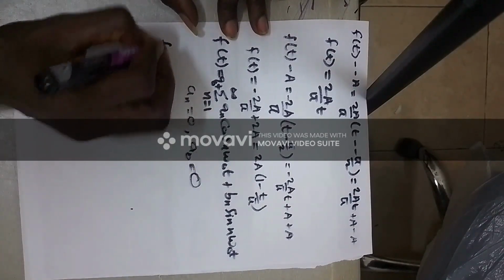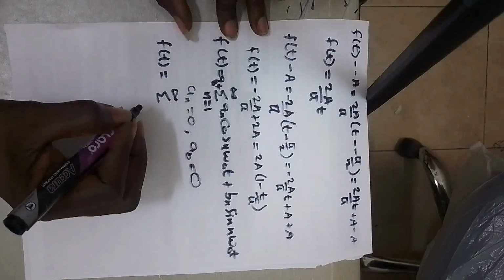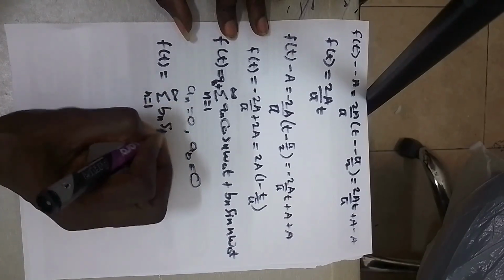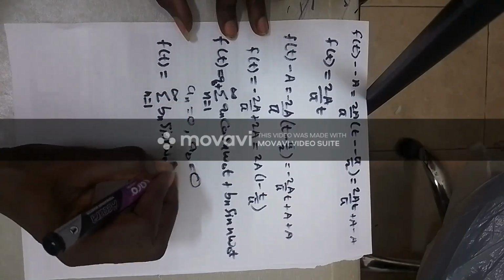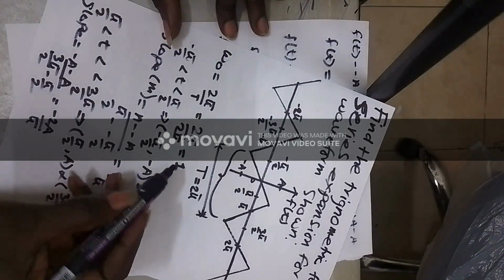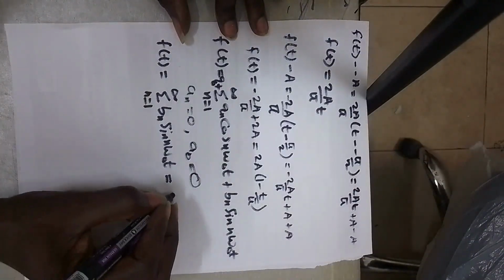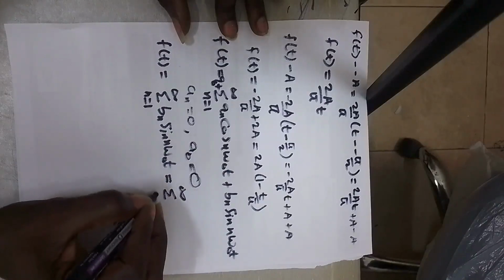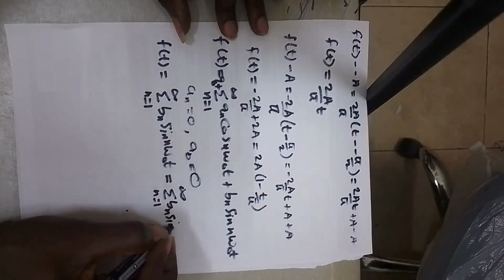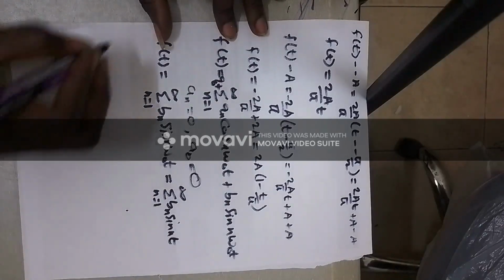Okay, so now I can rewrite my equation as f of t is equal to the summation from n equals 1 to infinity. I'll be left with only Bn sine n omega naught t. And I know that omega naught is 1. I found omega naught to be 1. So the equation will now become the summation of Bn sine n omega naught, where omega naught is 1, so it becomes nt.